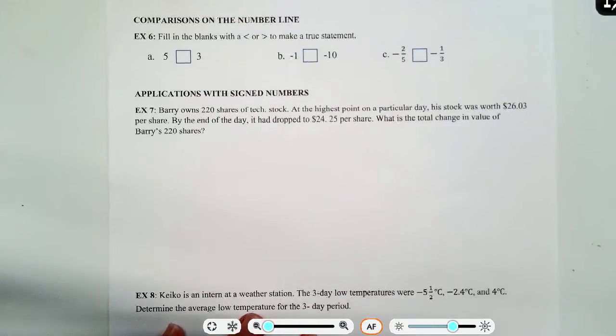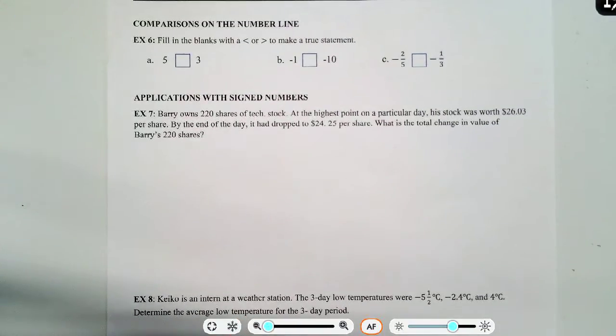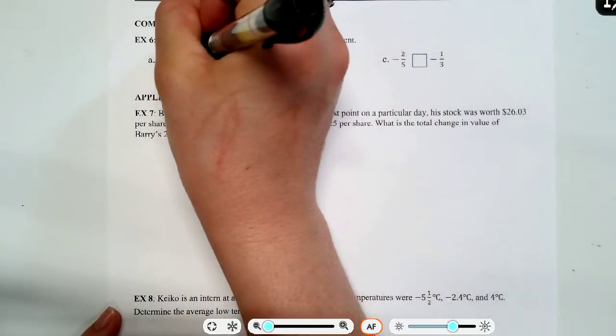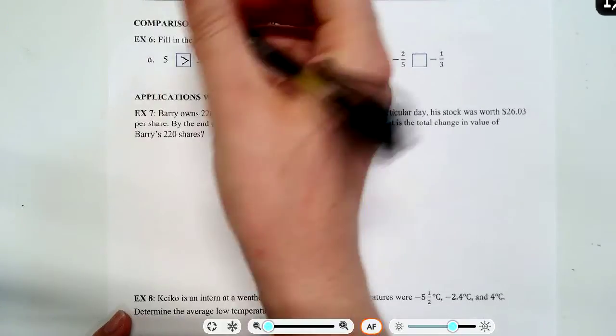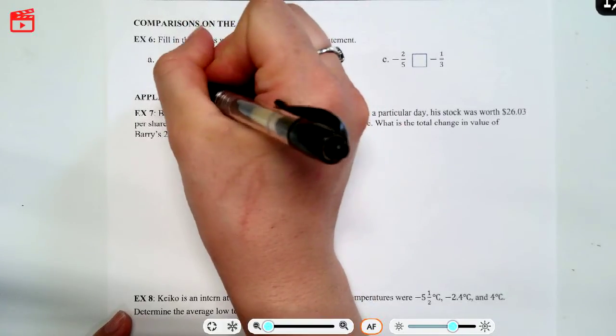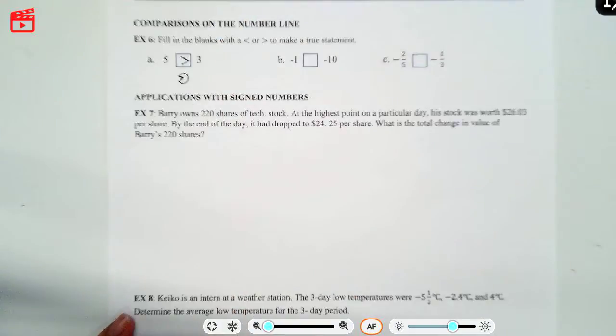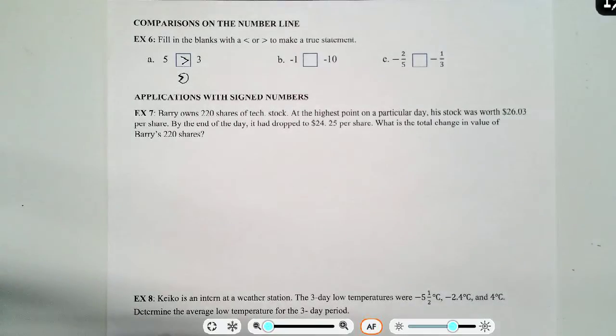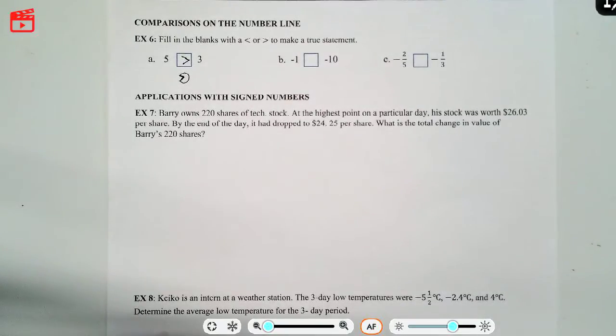Last page. Comparisons on the number line. So fill in the blanks with a less than or greater than to make a true statement. So is 5 greater than or less than 3? Well, 5 is greater than 3, so we're going to use that symbol. So remember, think of Pac-Man. He wants to eat the bigger item, so he's going to tilt towards 5. Go ahead and try filling in the other ones by yourself.